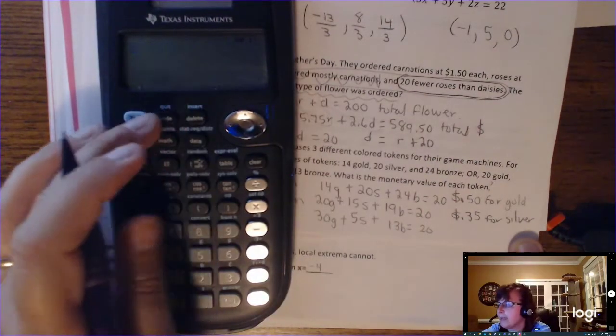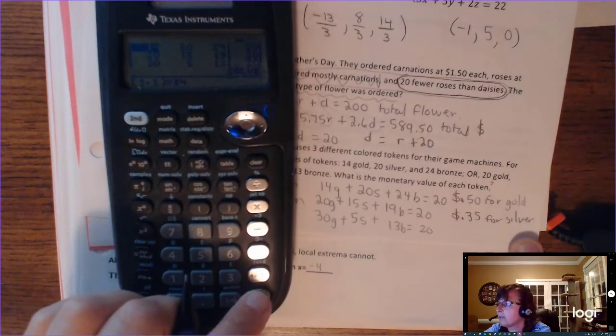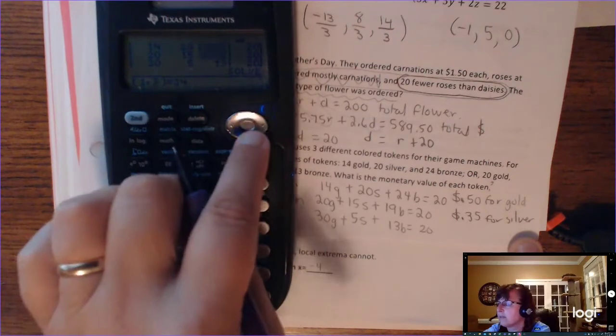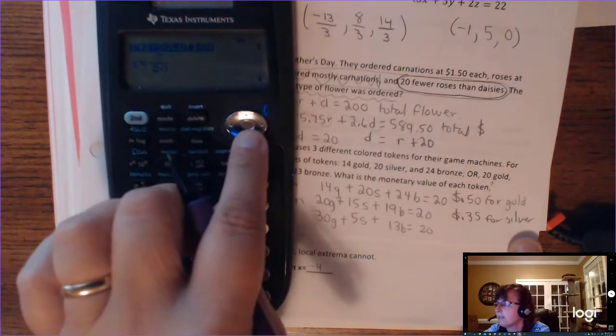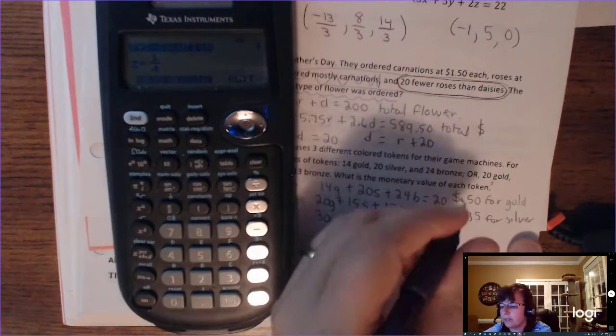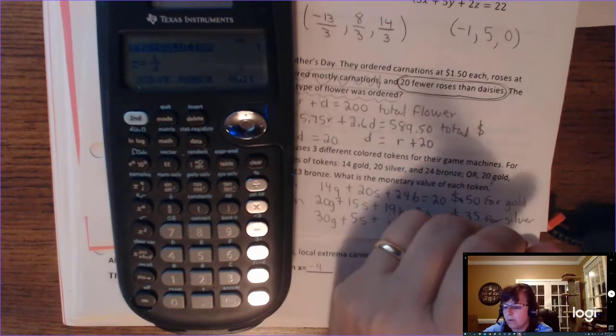And let's go back. Just go back to it. Go all the way down to solve. There we go. And then go down. 1/4. I know that's 0.25 for bronze.